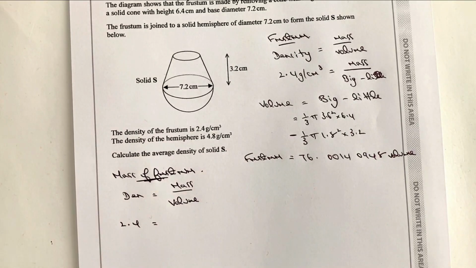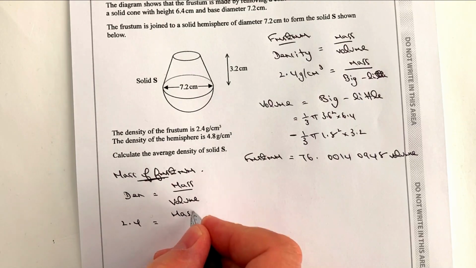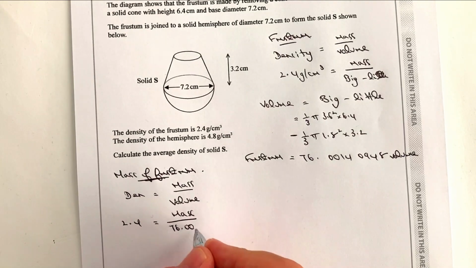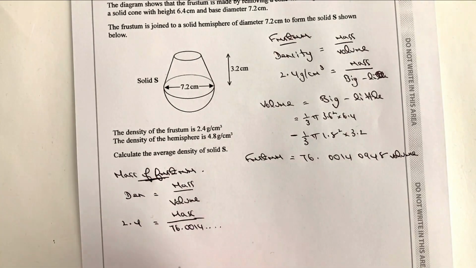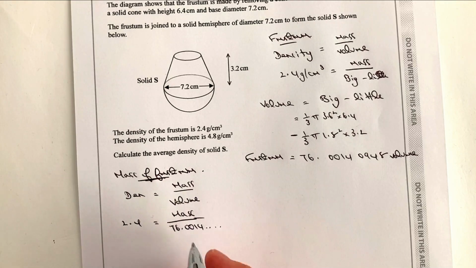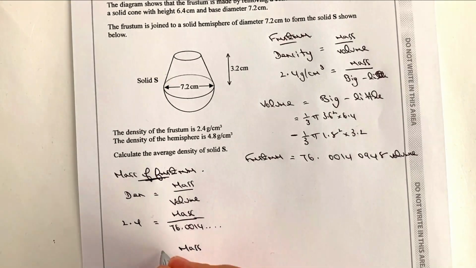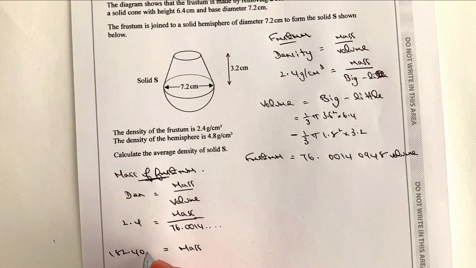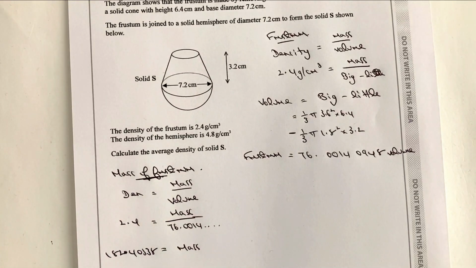Now remember, at the moment I'm making sure that I'm using centimeters in all of this. It's very important to make sure you check your units. My mass, I don't know, but I'm going to put in my volume, which is this one, 76.0014... So if I multiply both sides by this number, I get the mass equals 2.4 times that number, which is going to be 182.40338. Oh my gosh, a long, boring number.